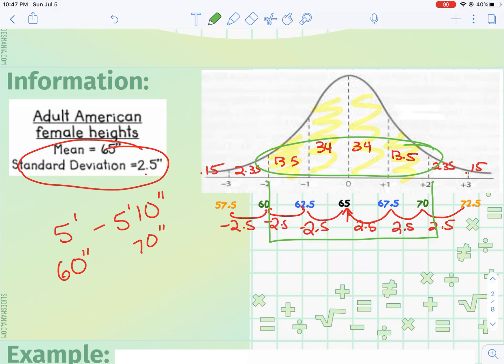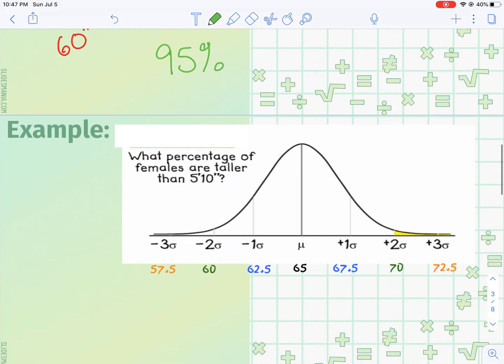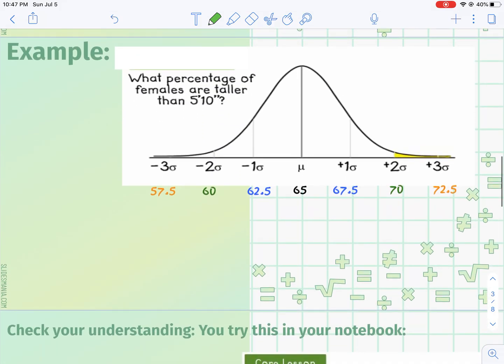So my data is suggesting that I want from -2 to +2. If I add up all those percentages, I'm going to get about 95%. And that corresponds with our empirical rule: if you're between -2 and +2 standard deviations, that represents 95% of the data. So what that tells me is I know 95% of adult American females are between 5 feet and 5 feet 10 inches. So that's what that translates to.